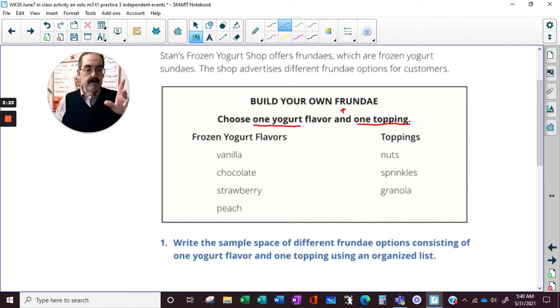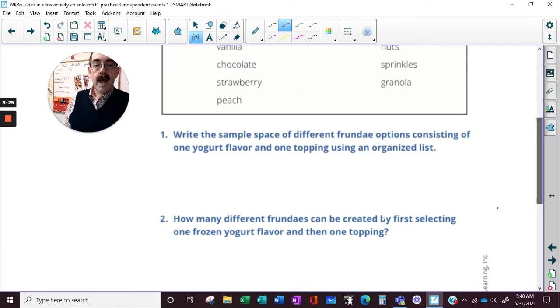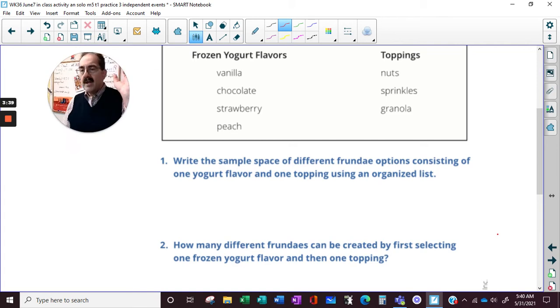So, pause the video and everybody figure out how to calculate how many frozen sundaes can be created by first selecting a yogurt and then selecting a topping. Pause the video, have a class discussion. The key is total understanding and how you made sense of it. Then we'll show you the teacher way. See you soon.